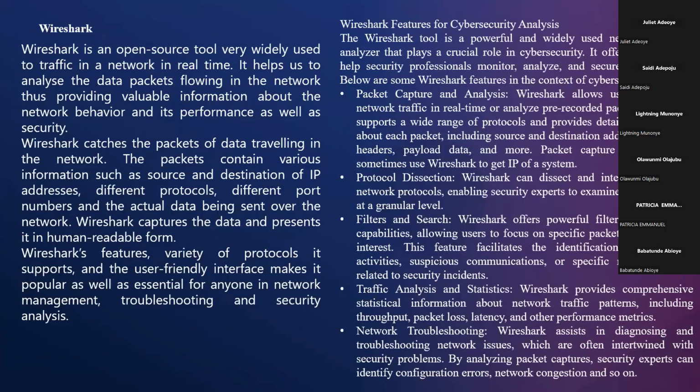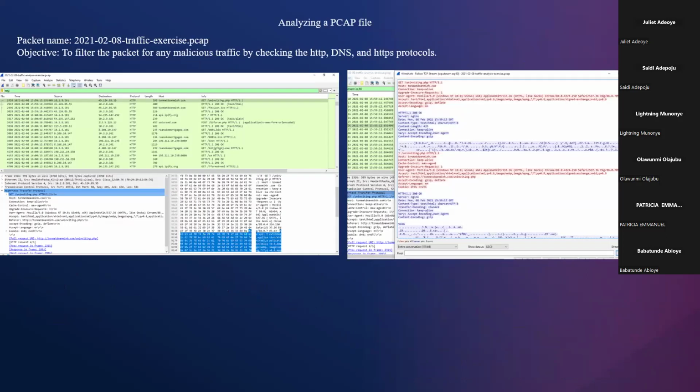Then we looked at Wireshark. This is an open source tool used to analyze our network. We were taught how to use Wireshark to analyze a network, and the main usefulness of Wireshark is that it can be used to filter our packets. In class, we were given some exercise to do, where James gave us a pcap file, and he told us to work on it and analyze the traffic passing through the network to be able to check for any malicious packets. And this is what I've done.